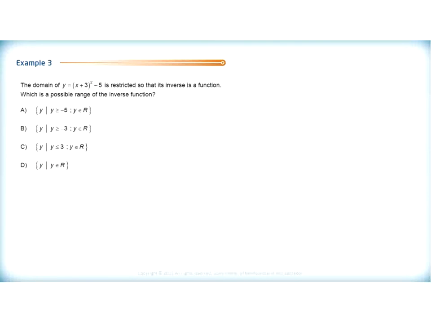Example 3. The domain of this function, (x plus 3) squared subtract 5, is restricted so that its inverse is also a function. Which is a possible range for the inverse function? Same type of scenario again. The range of the inverse is equal to the domain of the original function.